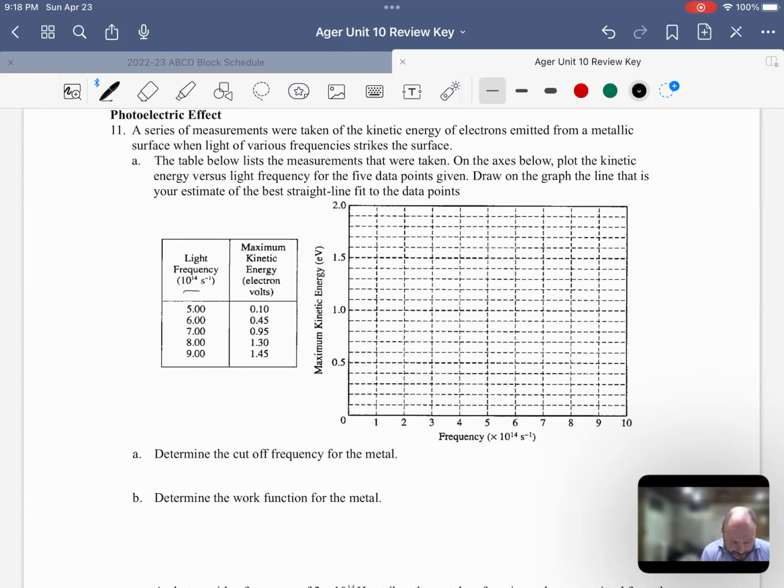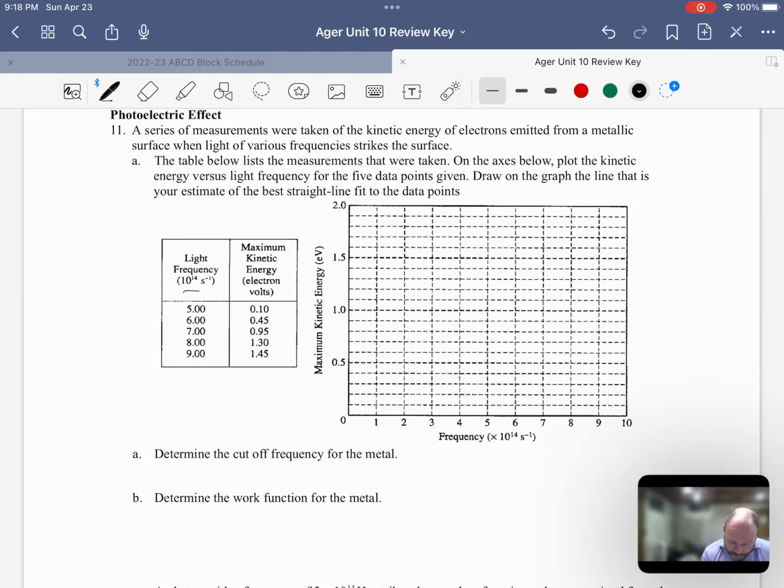I mean, this looks like 5 times 10 to the 14th. I don't know what type of light that is, but whatever. I feel like that's like green through ultraviolet there, but I don't remember the numbers. Anyway, maximum kinetic energy of the electron. So it looks like 5 is giving us an electron there.